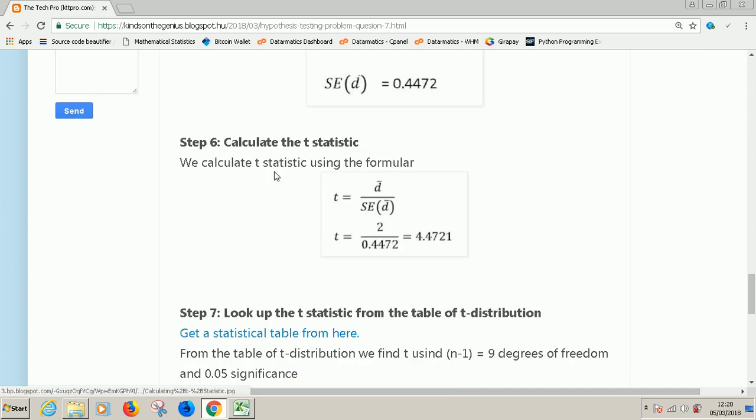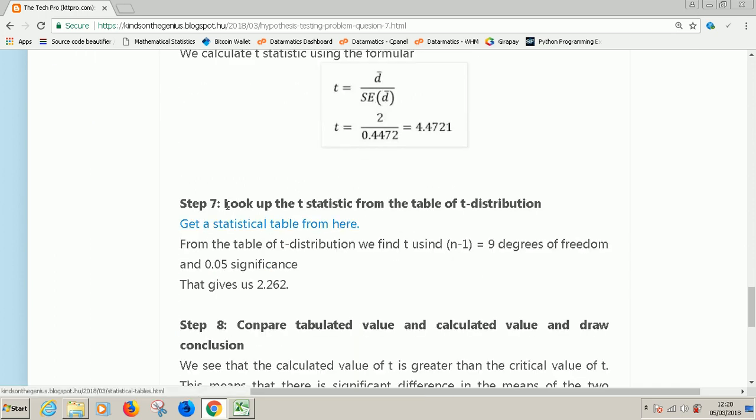Alright, so step 6, calculate the t-statistic using the formula t is equal to the mean difference over the standard error. Remember, the mean difference is the mean or the average of all the differences calculated. So we have the standard error calculated. When we do this, we have 2 over this, and we have 4.472.